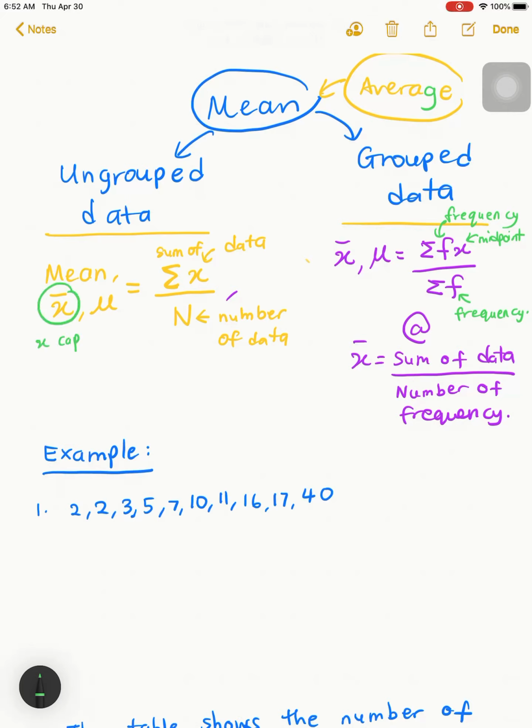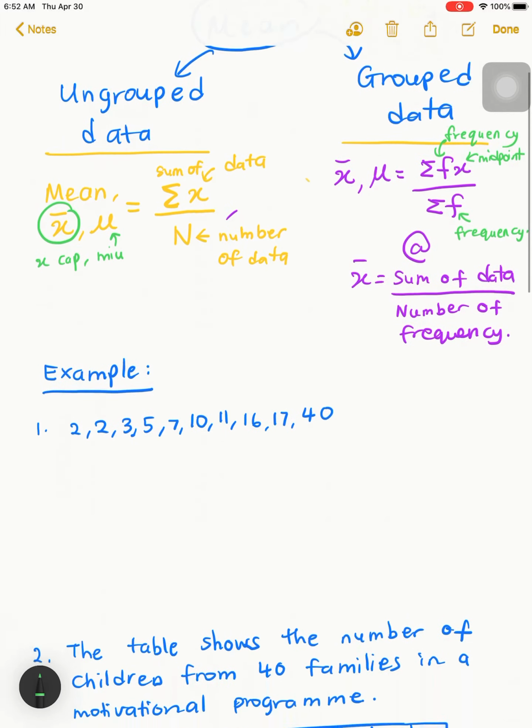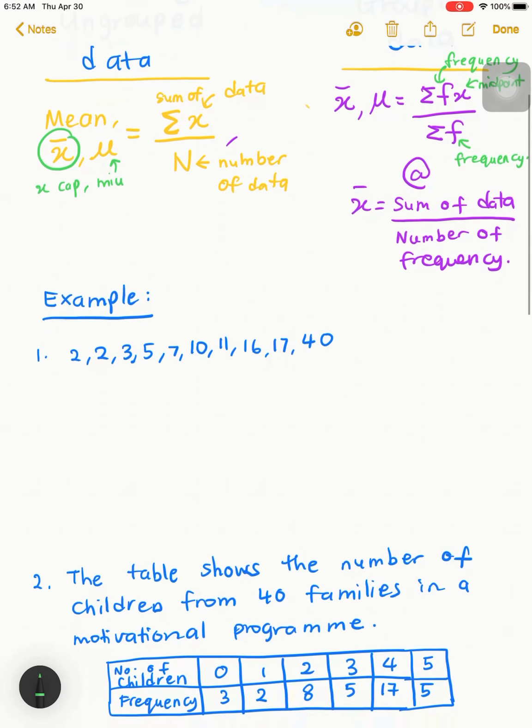One is for ungrouped data, which is the mean. You can write it as x cap or mu. These are the symbols for the mean, and the formula is the sum of x over the number of data. For grouped data, the mean is equal to the sum of fx over the sum of f, or the sum of data divided by the number of frequency.